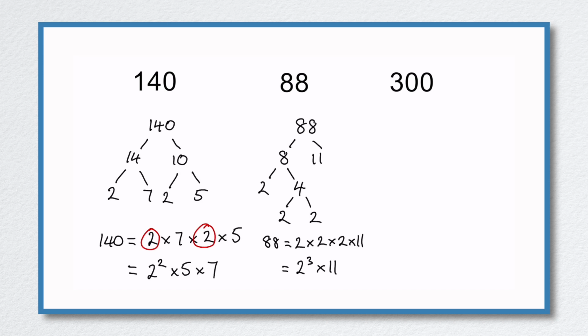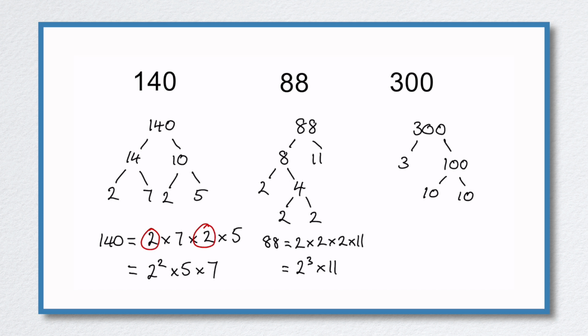Finally, let's look at 300. Again, there are different ways you could do this. 300 is obviously divisible by 100. The factors of 300, so if 3 is a factor, 100 must be a factor. 3 also happens to be a prime factor because 3 is a prime number. 100, well, I'm going to say is 10 multiplied by 10.